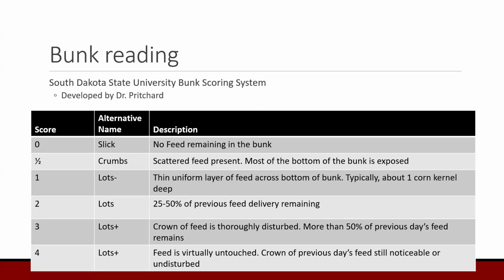So the crown of the feed is disturbed, so that's an indication that cattle were at the bunk and actually eating, right? But there's more than 50% of the previous day's feed remaining, so that'll be lots plus. Then we can have 4, which is again lots, but that crown of the feed in the bunk is not disturbed. So this would suggest virtually untouched. This would suggest some amount of eating, but still a whole lot of feed left in the bunk.